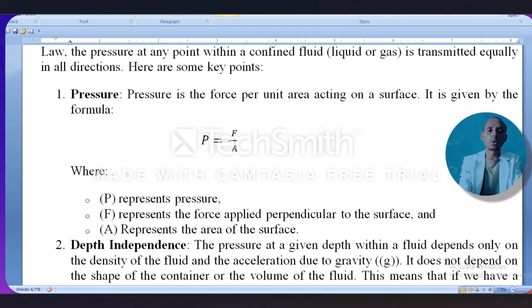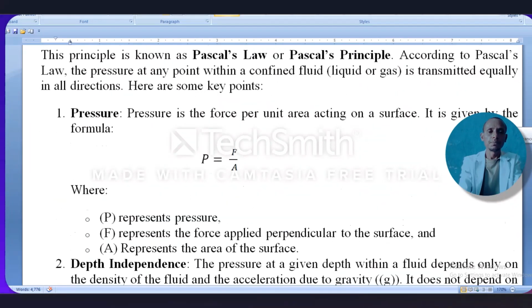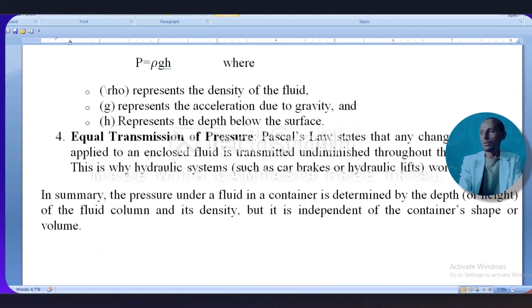When you come to the equal transmission of pressure, Pascal's law states that any change in pressure applied to a closed fluid is transmitted undiminished throughout the interior of the fluid. This is why hydraulic systems such as car brakes and hydraulic lifts work effectively.